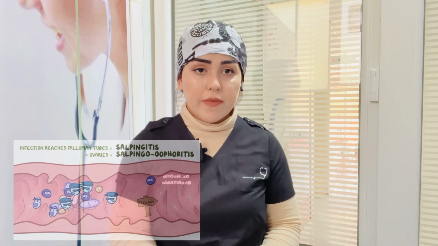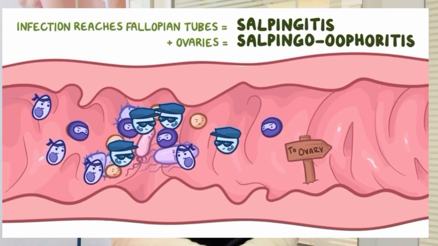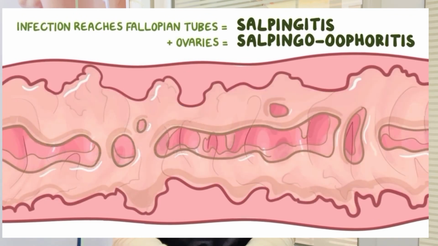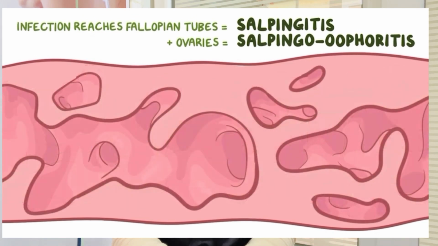Now, PID is the most problematic when the infection reaches the fallopian tubes, in which case it's called salpingitis. If it also affects the ovaries, it's called salpingo-oophoritis. The infection triggers a response from the body, which sends neutrophils, plasma cells, and lymphocytes into the fallopian tube. But this actually damages the tubal epithelium, and the tubes become filled with pus. When scar tissue forms to repair the damaged area, areas with damaged epithelium tend to stick to one another, creating closed-off pockets and dead ends in the fallopian tubes.